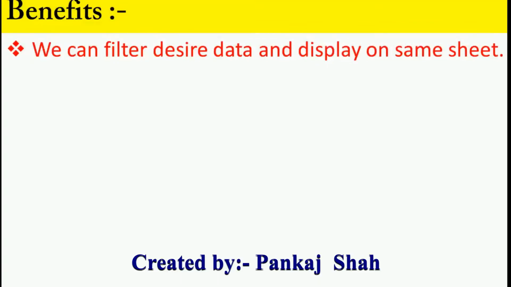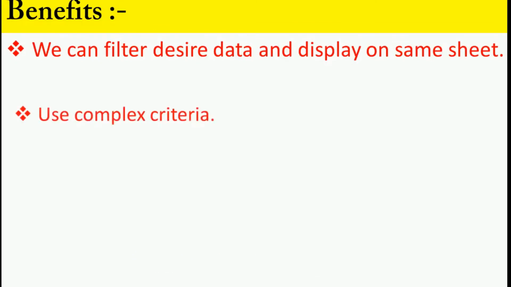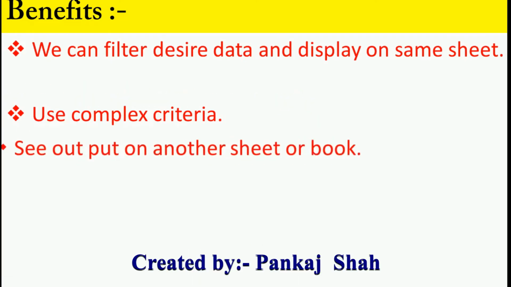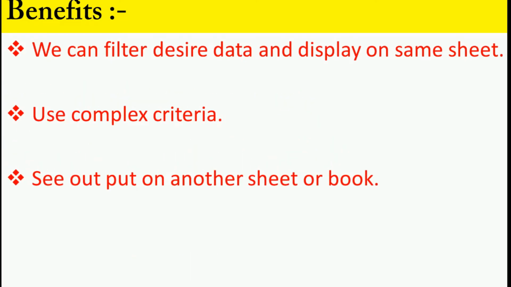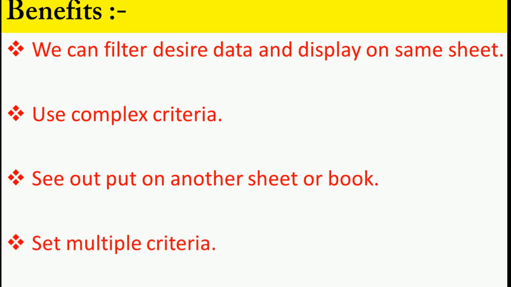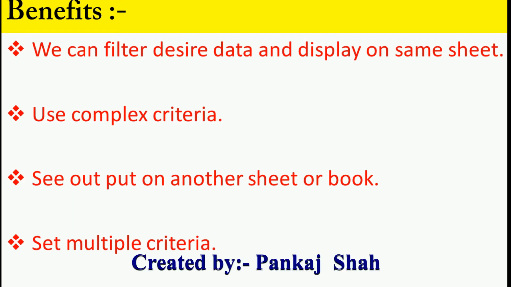Without closing the source data table, we can filter desired data and display it on the same sheet. We can use complex criteria on the table. Without the help of copy and paste, we can directly see output on another sheet or book. In advanced filter, we can set multiple criteria, which is not possible in auto filter.